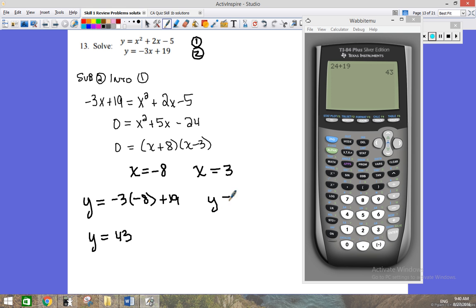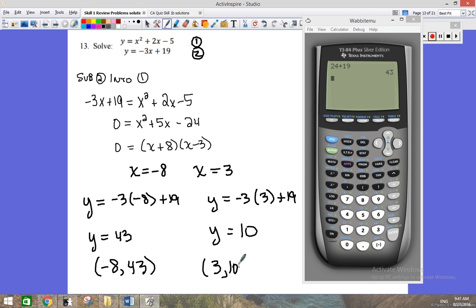And here, negative 3 times a positive 3 plus 19, negative 9, hey, that's 10. So one solution is negative 8 comma 43, and the other point has coordinates 3 comma 10.